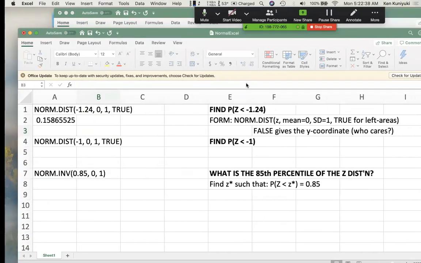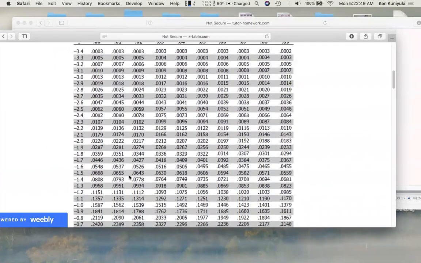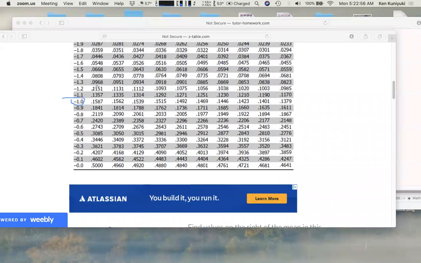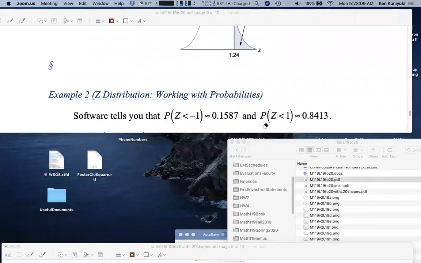0.1587. If you go to tutor homework, the left tail for -1, 0.1587. If you go to the old school table, negative 1.00, well, it's right here. It's the very first entry, 0.1587. All right. In any case, that's the hint. Similarly, the probability that z is less than +1, that's a big probability, 0.8413.